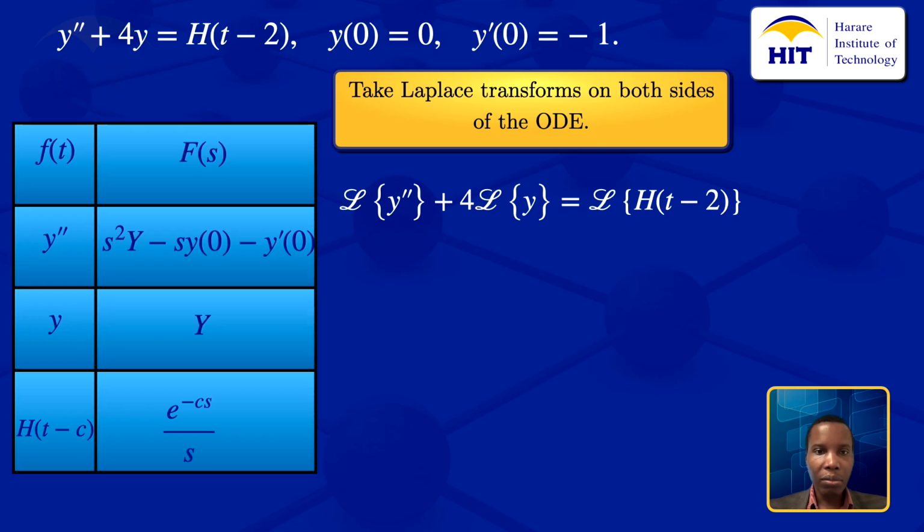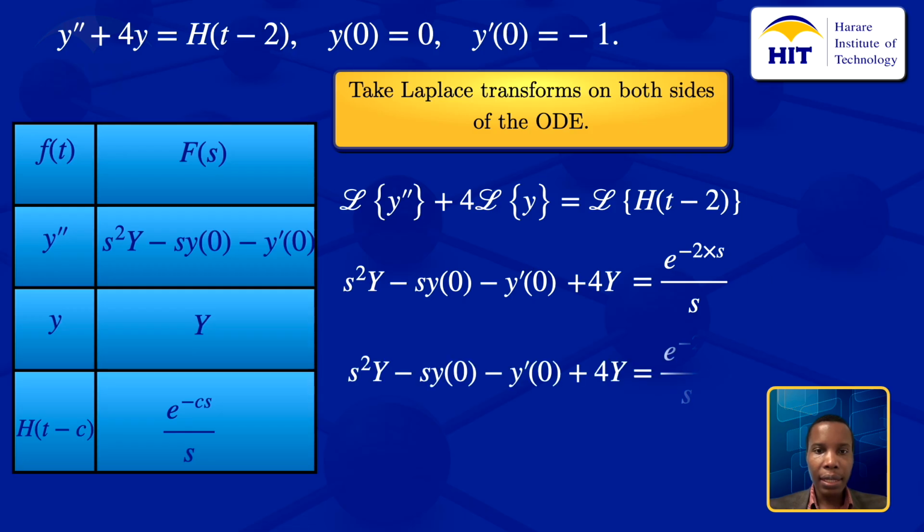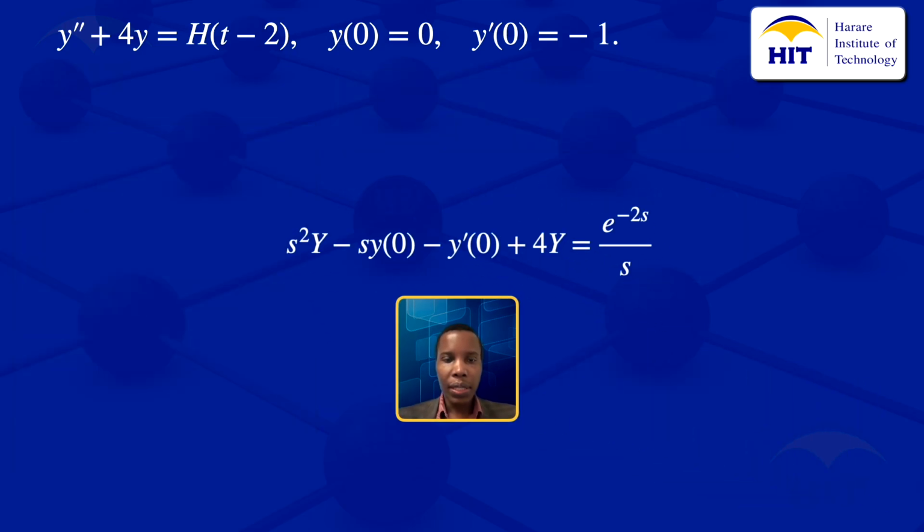So the Laplace transform of y'' is s squared Y minus s times y(0) minus y'(0). For the Laplace transform of y, it's uppercase Y, so we have plus 4Y. On the right-hand side, we have h(t - 2), so by comparison, we see that our c is 2. Substituting c equals 2, the right-hand side is e to the power of minus 2s over s. I can just rewrite this as e to the power of minus 2s, so that we have on the right-hand side e to the power of minus 2s divided by s. And that's the equation that we have.